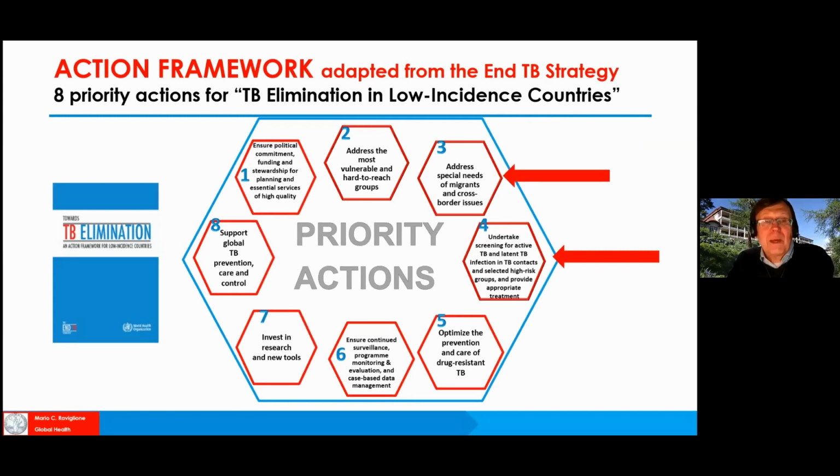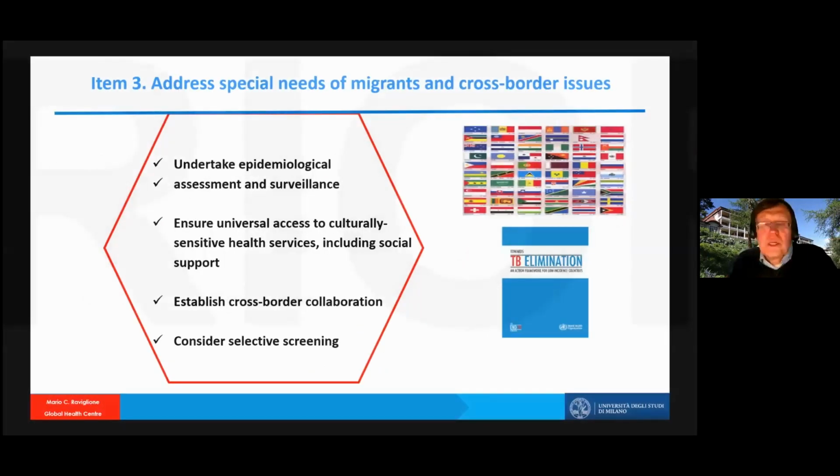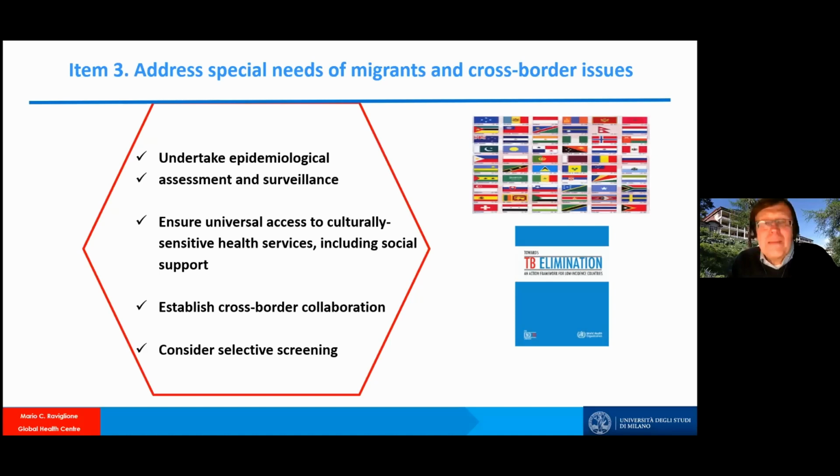And when you look at number 3, that is devoted specifically to migrants: undertake epidemiological assessment and surveillance, ensure universal access to culturally sensitive health services, including social support, establish cross-border collaboration and consider screening.